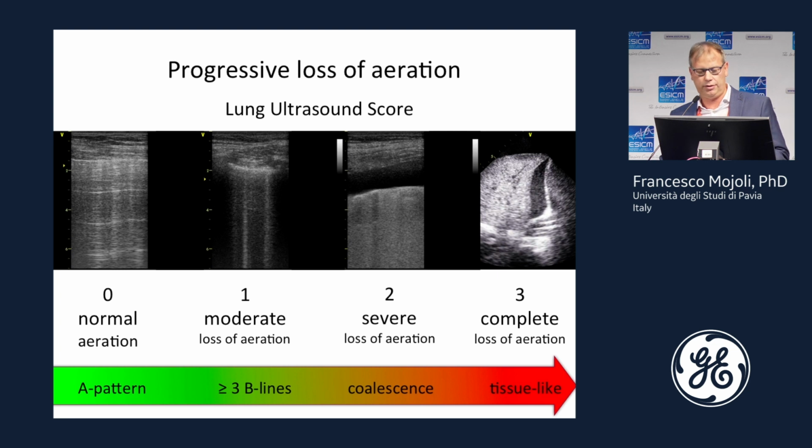Intermediate degrees of aeration, score 1 and score 2, corresponding to moderate and severe loss of aeration, are characterized by vertical hyperechoic artifacts called B-lines. In the original score, these B-lines are well separated in score 1 and coalescent in score 2.